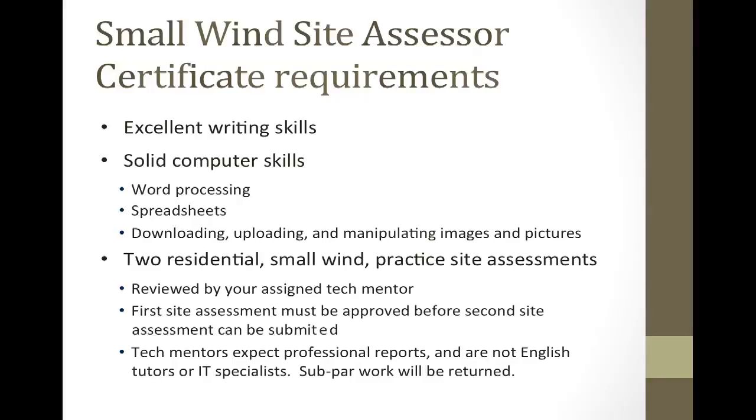As I mentioned earlier, each of you will have to do 2 residential small wind practice site assessments. I will review those, and this is really important. Do the first site assessment and get it approved before you start on the second one. Because if you make a whole bunch of mistakes on the first one, submit it, and then crank right up on the second one, you may have to not only make the corrections to the first one, but then also have to completely rewrite your second one. Doesn't make a whole lot of sense.